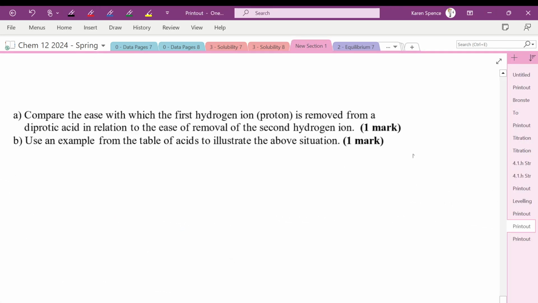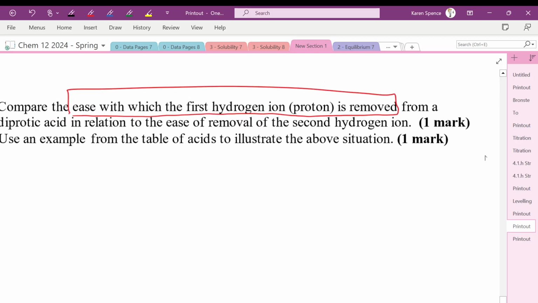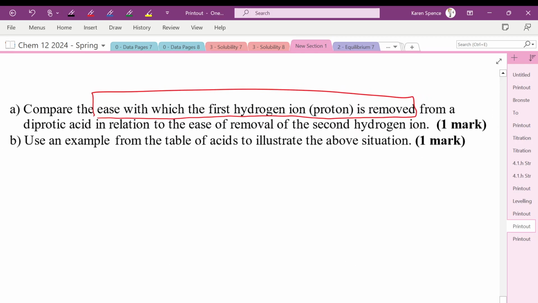What does it mean, the ease with which the first hydrogen is removed? What does that mean? Try to explain that to your partner and compare that with the ease of removal of the second hydrogen. See if you can explain to your partner what that means.